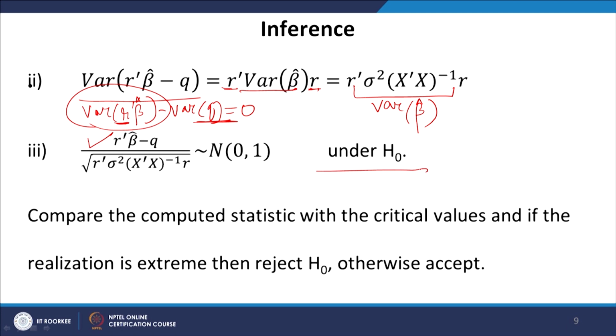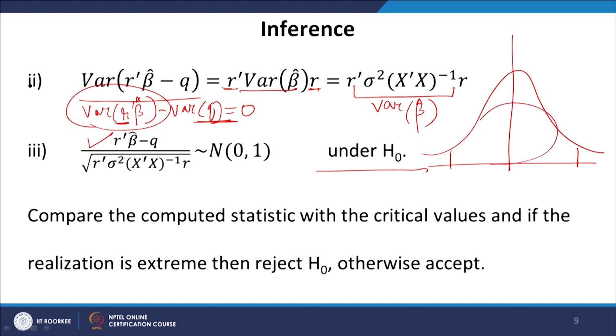Now, compare the computed statistic with the critical values, and if the realization is extreme, then we will reject the null hypothesis, otherwise accept the null hypothesis. This is a very similar thing. Once I have a calculated test statistic, I go for rejection or acceptance on the basis of whether it falls within my acceptance region or in the rejection region. If the values are very large or extremely small, that is extreme values, they would fall in the rejection region and we will reject the null hypothesis, otherwise I will accept it.